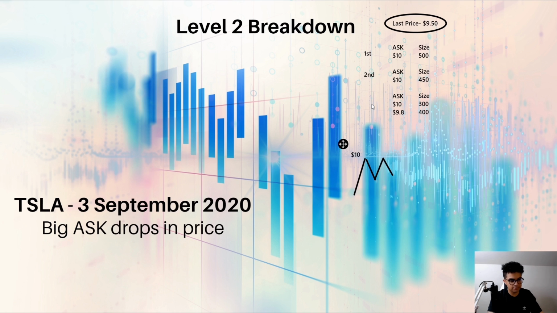On the second retest, maybe the ask was 50,000 shares. Some of the sellers, ask means sellers, are waiting at that particular price point. Some of the sellers got consumed by the buyers, so now we have 45,000 shares at that particular price point. But the stock rejects again. So the stock rejects on the second retest. It drops down to $9.6, say for example.